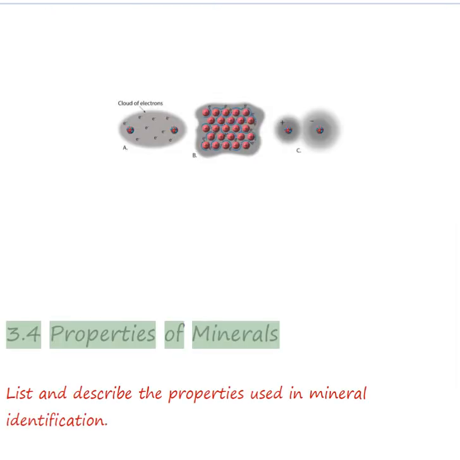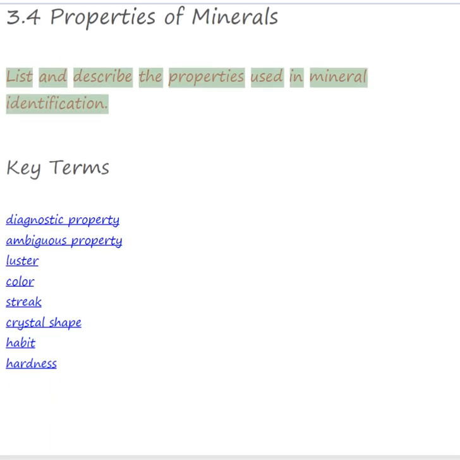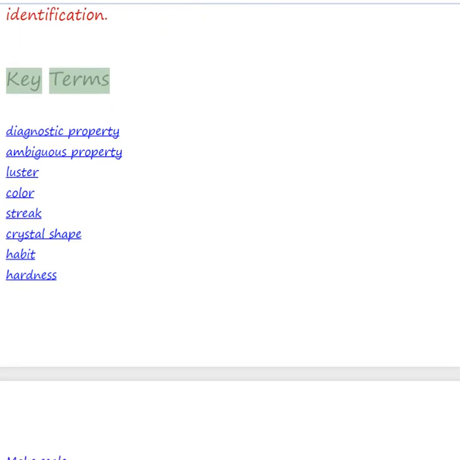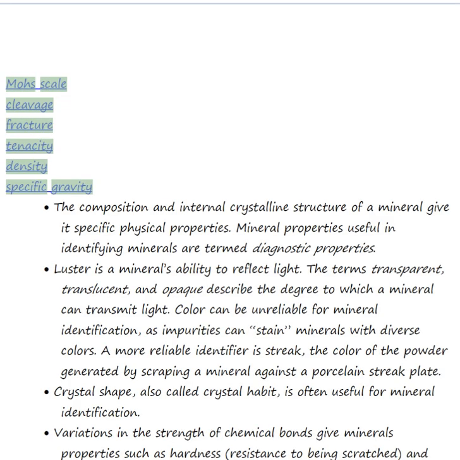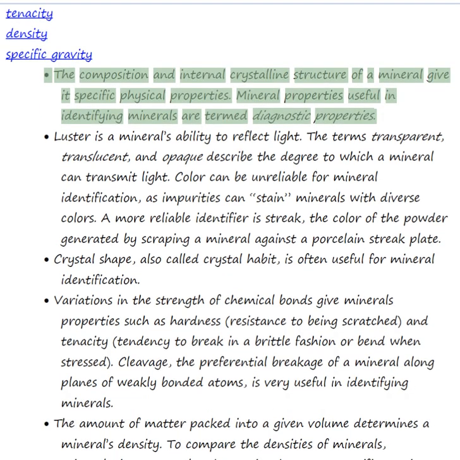3.4 Properties of minerals. List and describe the properties used in mineral identification. Key terms: diagnostic property, ambiguous property, luster, color, streak, crystal shape, habit, hardness, Mohs scale, cleavage, fracture, tenacity, density, specific gravity. The composition and internal crystalline structure of a mineral give it specific physical properties. Mineral properties useful in identifying minerals are termed diagnostic properties.